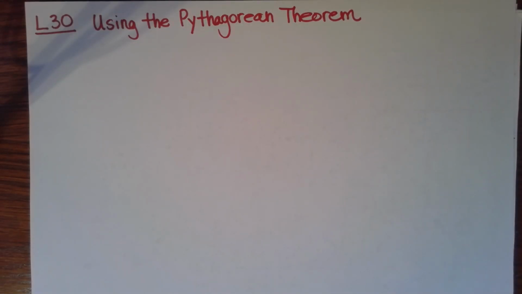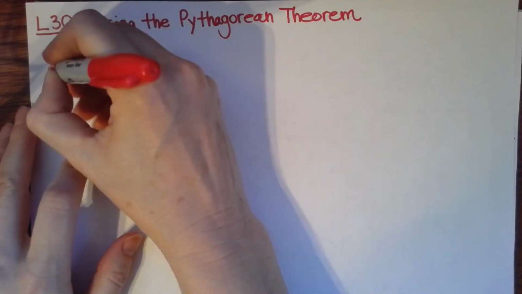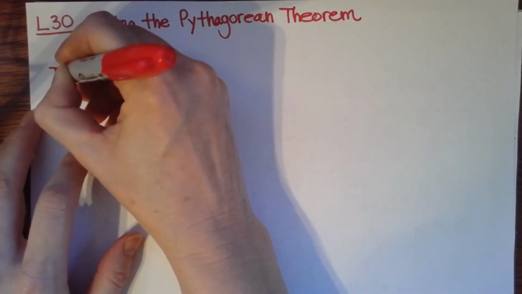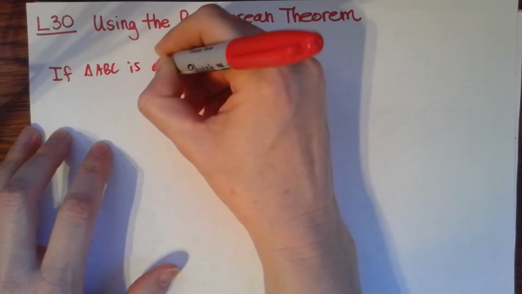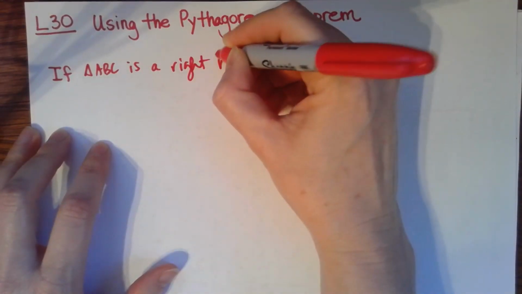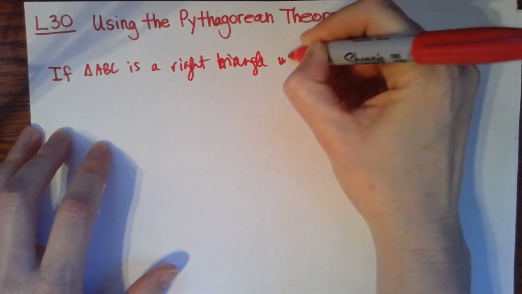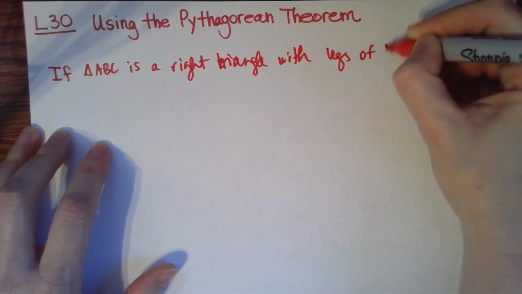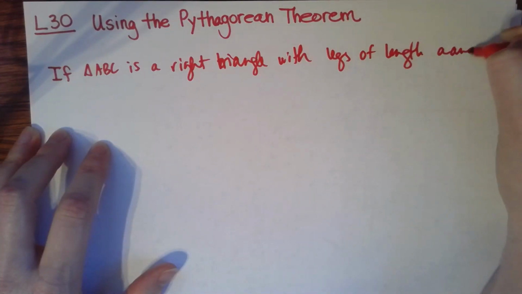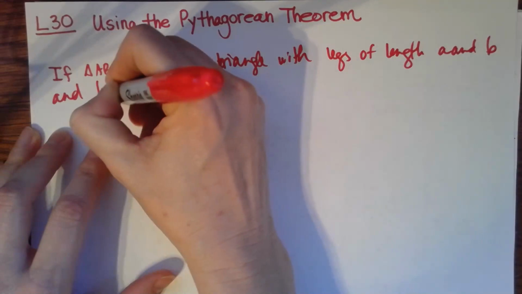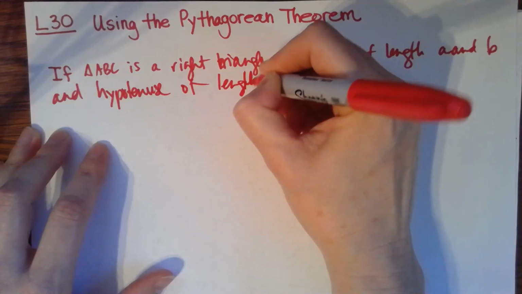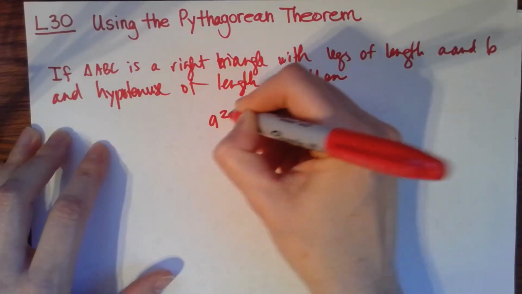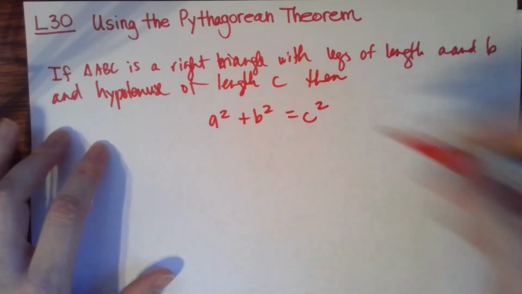Lesson 30 is about using the Pythagorean theorem. Now I know we know what the Pythagorean theorem is. The Pythagorean theorem says that if triangle ABC is a right triangle with legs of length A and B and hypotenuse of length C, then A squared plus B squared equals C squared.